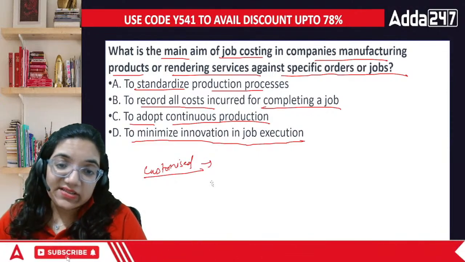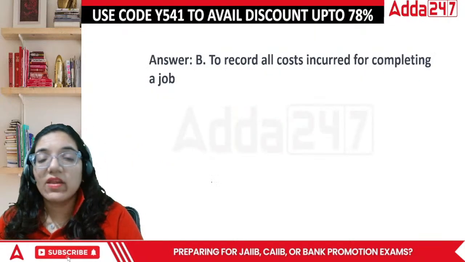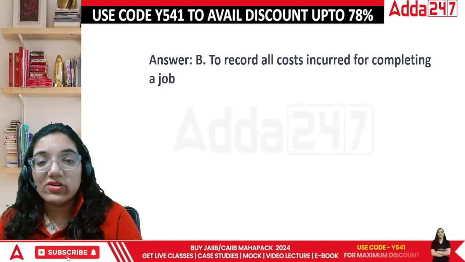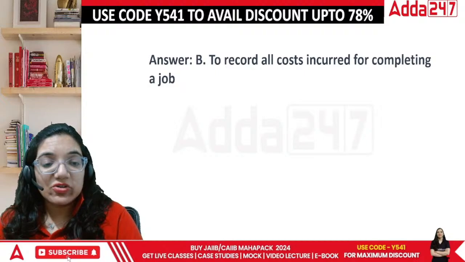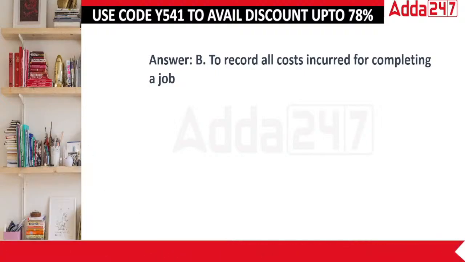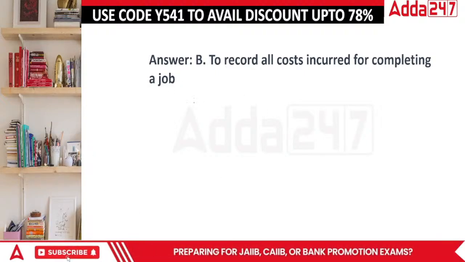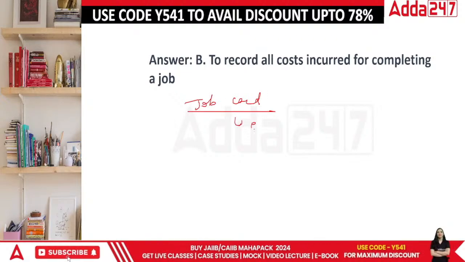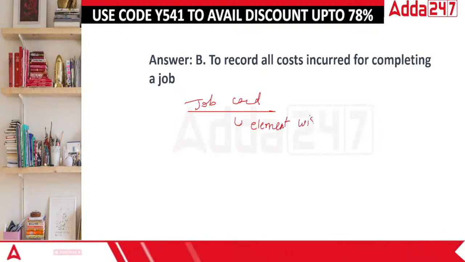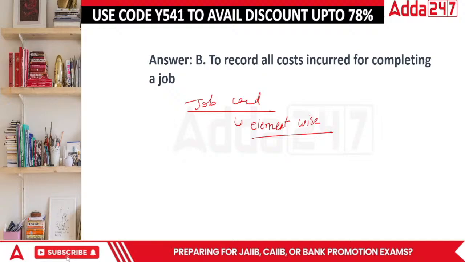So in this case, the correct answer is to record all the costs incurred to complete a specific job. Done. And that too, in terms of a job card, it is all element wise. Done, everybody?